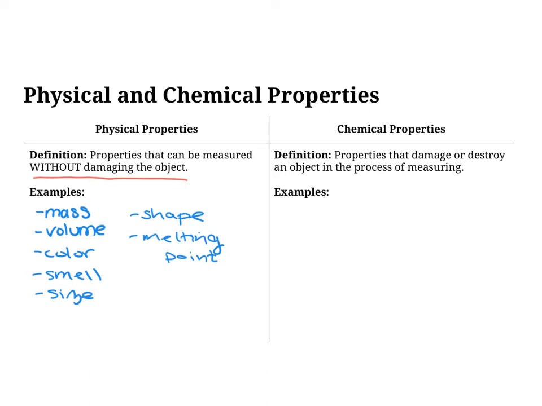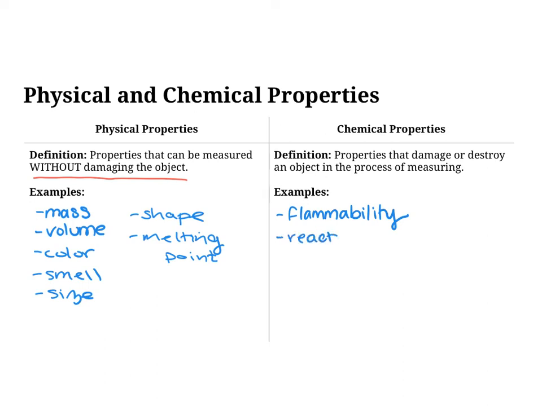Physical properties are anything that you can measure without damaging the actual object. Now, on the other hand, chemical properties are properties that damage or destroy an object in the process of measuring. So an example could be flammability. How do you test if something is flammable? You light it on fire, and if it lights on fire, it's flammable. If it doesn't, it's not flammable. But either way, it's not going to come out the same when you're done.